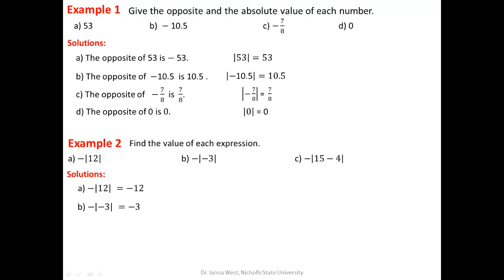For the last one, we are taking the negative absolute value of 15 minus 4. This is just simple subtraction inside the absolute value symbol. 15 minus 4 is 11, so we are taking the negative absolute value of 11. We know that the absolute value of 11 is just simply 11, and we're taking the negative of that, giving us negative 11.